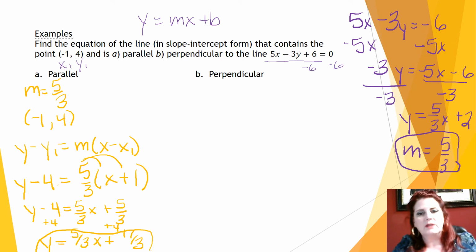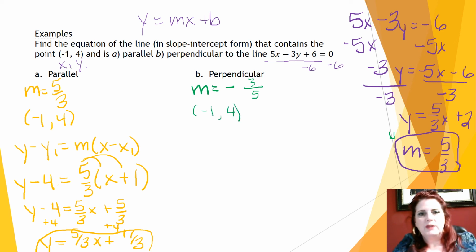Let's take a look and see if we can find perpendicular. So perpendicular, our slope now, since the slope of the line that we're comparing it to is positive, the slope is going to be negative. And we want to take that fraction of the slope and flip it over. So instead of having 5/3, we're going to have 3/5. And we're still going to use that same point, -1, 4.